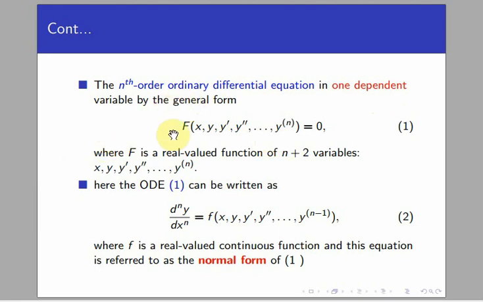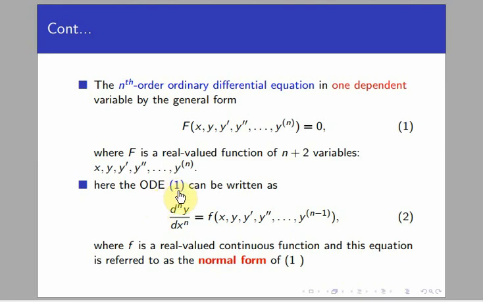The general form of the nth order ordinary differential equation can be written in this way, where f is a real valued function of n plus 2 variables. These n plus 2 variables are the derivatives up to the nth derivative, plus the independent variable x and the dependent variable y, which makes n plus 2 variables.